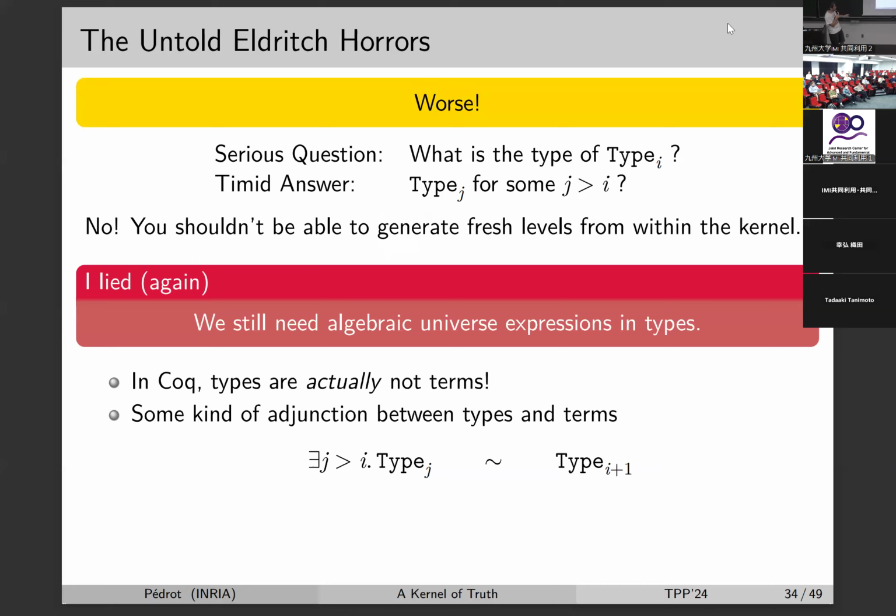So we actually say that type I is of type I plus 1, but due to the way the levels work in the kernel, this is not a term. But this is a type. This is not a term because terms cannot have algebraic levels, because of the way the universe level algorithm works. So there is some kind of adjunction going on where you say, if I take a J that is strictly above I, and there is no other constraint, morally I'm talking about I plus 1. But this is not the same thing as I plus 1, because I plus 1 is not a term, it's a type. So terms and types are not the same thing in Coq.